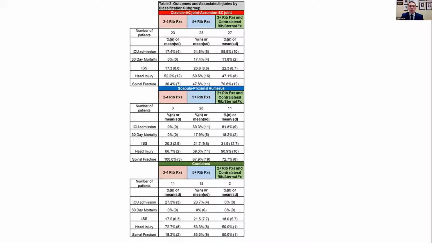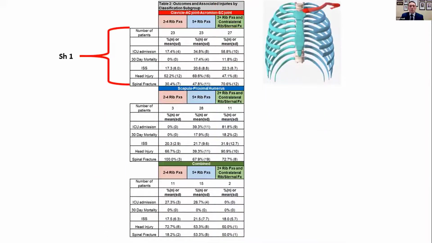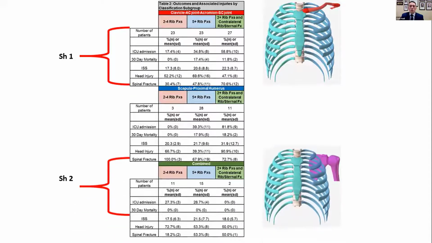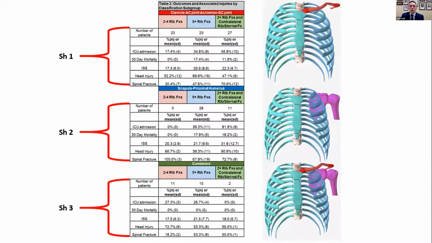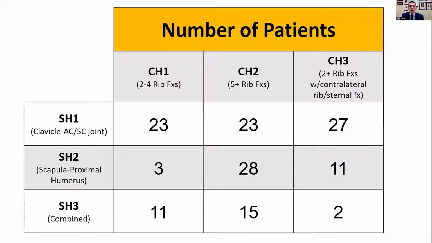I'll zoom in on this later, but this just highlights how we have 9 groups. And so in our columns here, we have CHA 1, 2, and 3 for our chest injuries, followed by SHA 1, 2, and 3. So even though we had 133 patients, you can see that our patient numbers get kind of small as we divide into 9 groups. So here's our number of patients for each group.